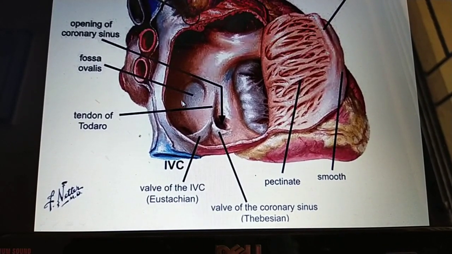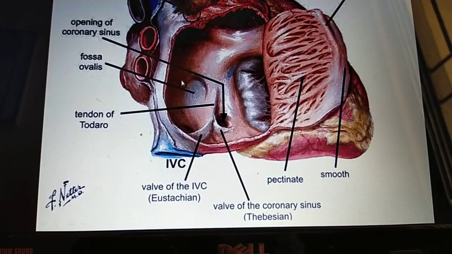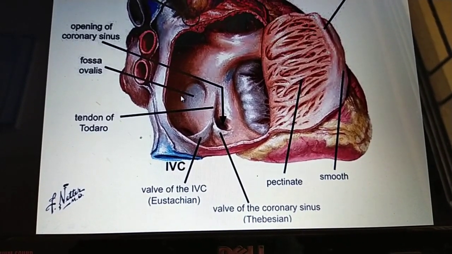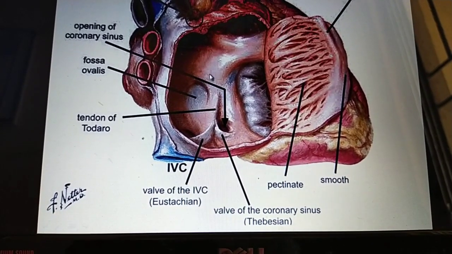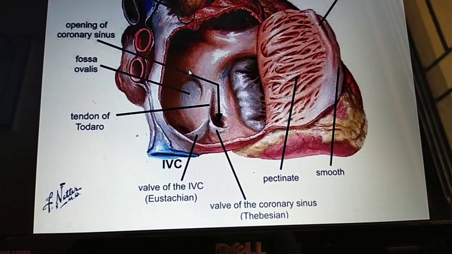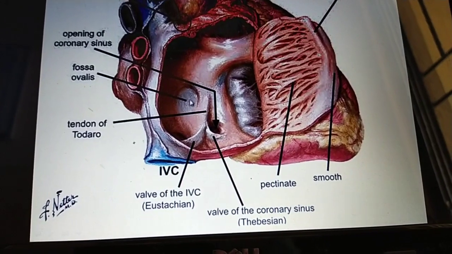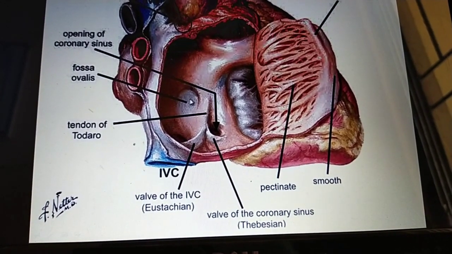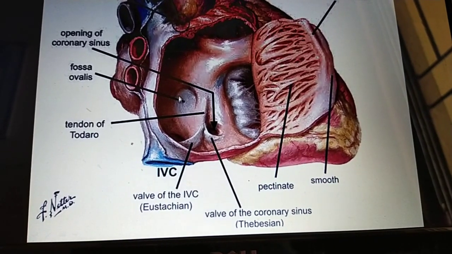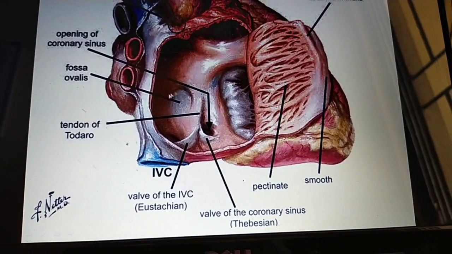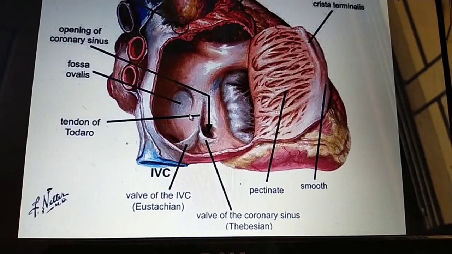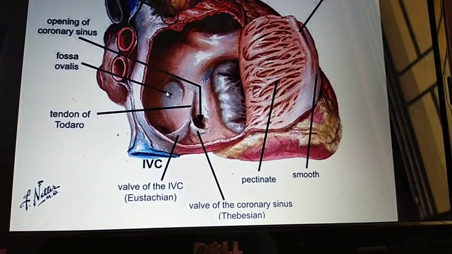The foramen ovale closes after the birth of the baby, and it is closed by the covering of the fibrous sheath over the foramen ovale. That covered area shows a depression in the right atrium, and that depression is called the fossa ovalis. These are the structures present in the right atrium.